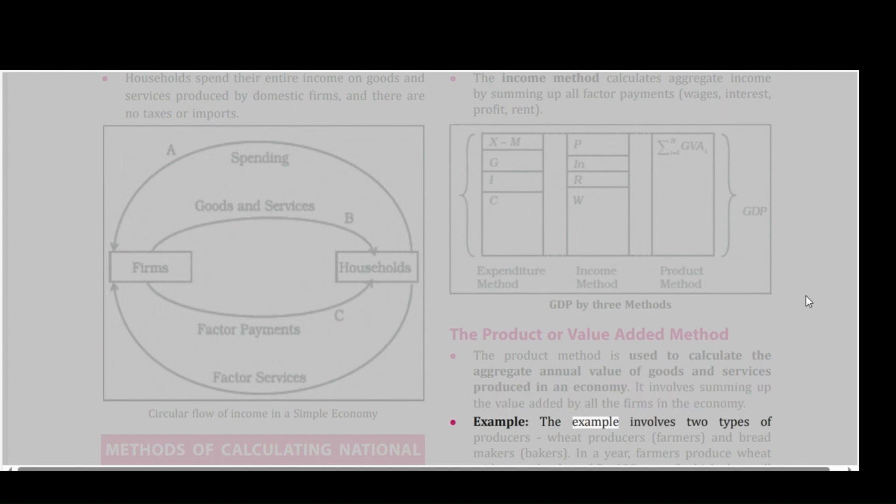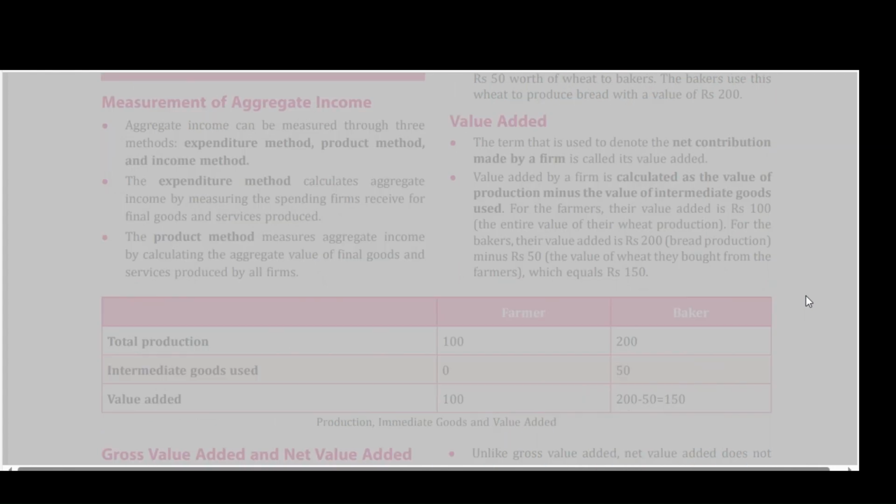Example. The example involves two types of producers: wheat producers, farmers, and bread makers, bakers. In a year, farmers produce wheat with a total value of 100 rupees, out of which they sell 50 rupees worth of wheat to bakers. The bakers use this wheat to produce bread with a value of 200 rupees.